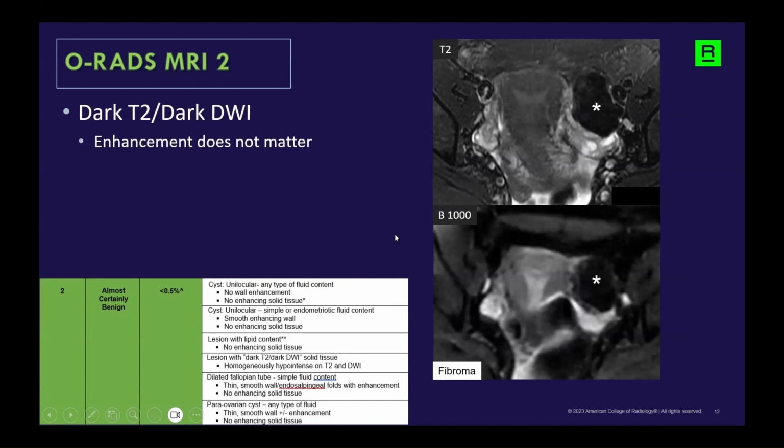So lesions that have solid tissue, but that is both T2 dark and DWI dark, are also considered benign. This pattern is seen in lesions comprised of fibrous tissue, such as fibromas or fibrothecomas. When this pattern is seen, enhancement pattern of the lesion does not affect scoring.